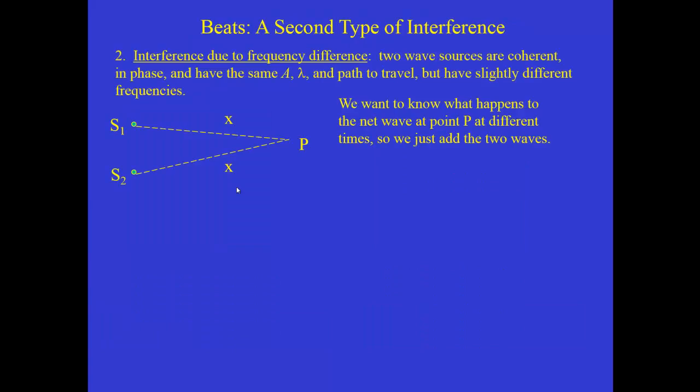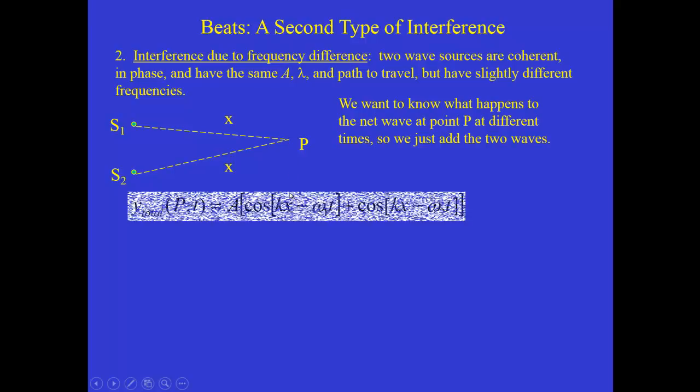The second type of interference I call interference in time. And the difference here is, once again, you've got two sources, S1 and S2, and the waves are going to travel, to keep things simple, let's just assume the waves travel the same distance to get to point P. So point P is equidistant from the two sources. The only difference with the two waves now is they have slightly different frequencies. Same amplitude, same wavelength, but slightly different frequencies. So we want to know what happens to the net wave at point P at all times.